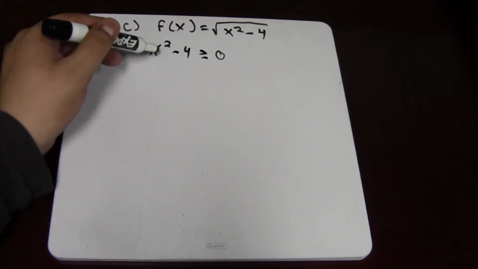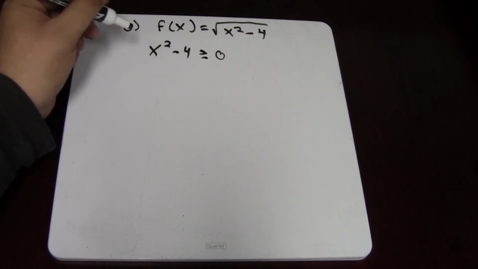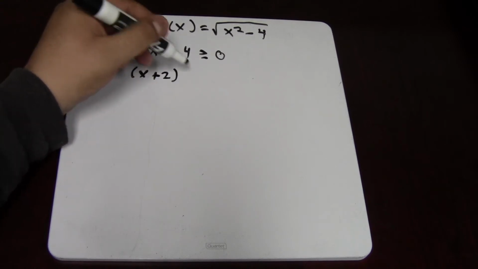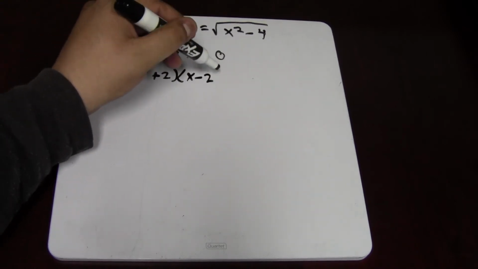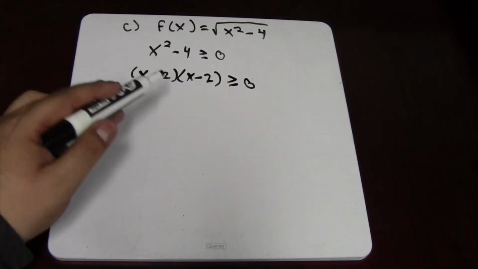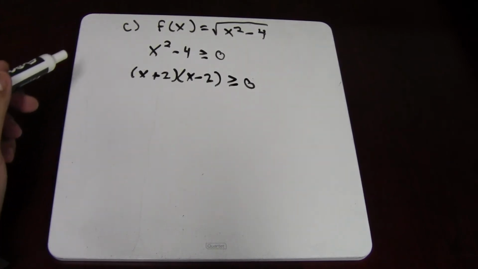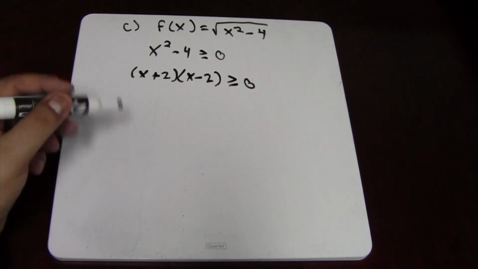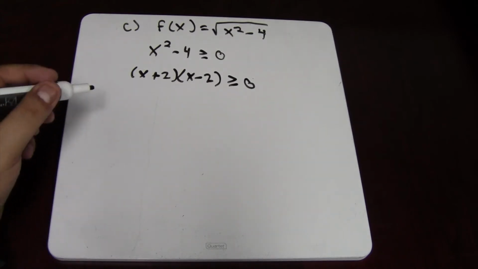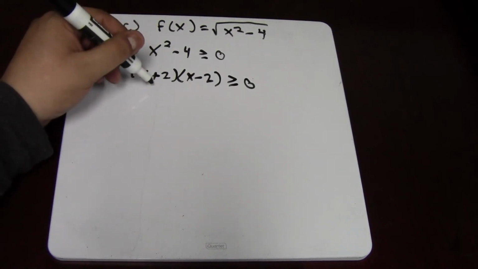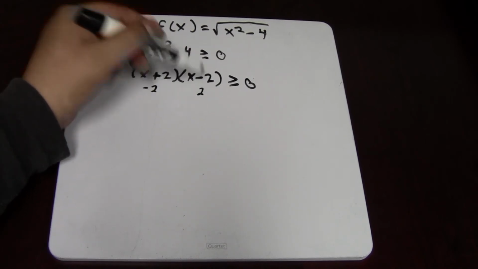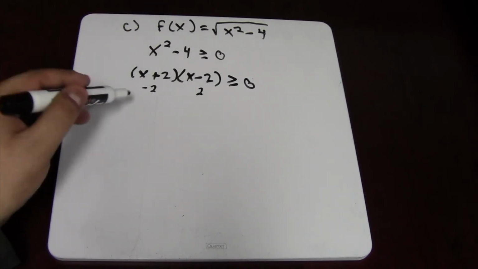Now, because this is quadratic, what we want to do is factor this down. So x plus 2 and x minus 2, those two multiplied together have to be greater than or equal to 0. A problem occurs, however, that there's 3 different intervals that we must test for this particular case. Here, x would be negative 2. And here, x would be 2 to make these 0.